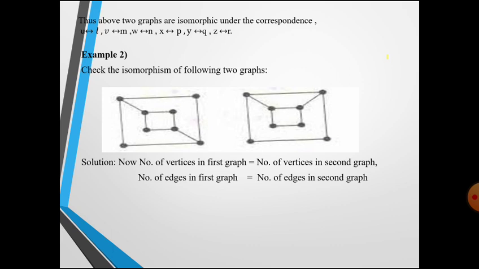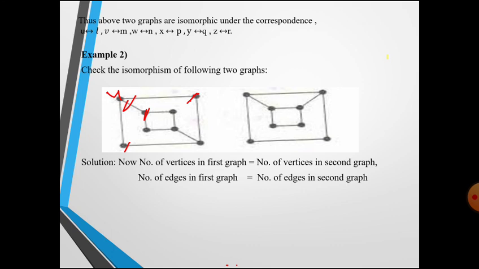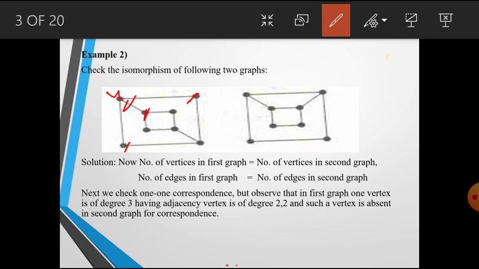Now we observe each vertex and the degrees of its adjacent vertices. Suppose this vertex is called U. This vertex has degree 3. And its adjacent vertices have degree 2, 2, and 2. For that purpose, we have to find another vertex in graph G2 such that the degree of the vertex is 3 and the degrees of its adjacent vertices are 3, 2, 2.